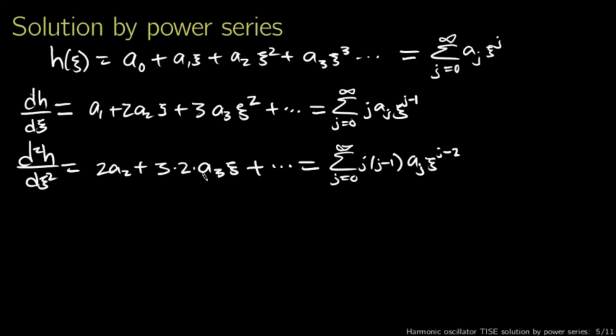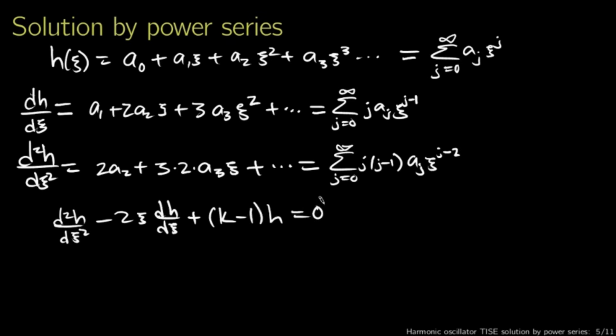So, into our differential equation, we are going to have to substitute these things, these sums. Our differential equation was d squared h d xi squared minus 2 xi dh d xi plus capital K minus 1 h. And that was all equal to 0. So, easy terms first, this is going to be substituted in for h.